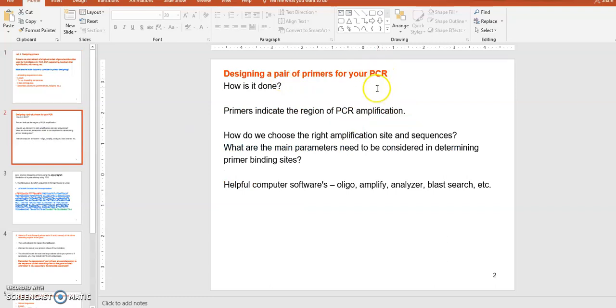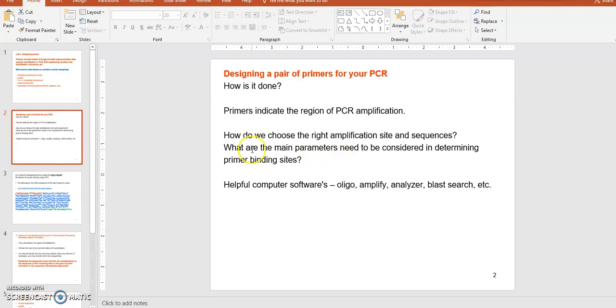If you know the sequence of your gene or region of PCR amplification, you need to come up with two possible DNA sequence sites where your primers should bind. That is the first consideration. The primers indicate the region of DNA amplification, because once one primer binds one site and the other primer binds on the opposite side, your PCR will amplify between those two primer binding sites. That's how your PCR works. So the sequences of your primers are very important.